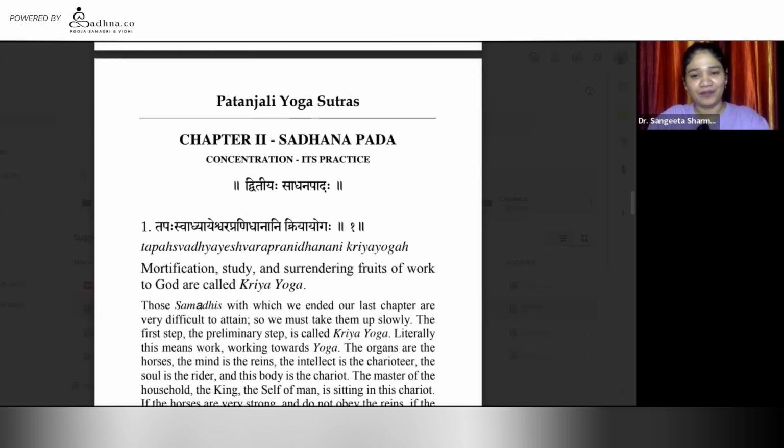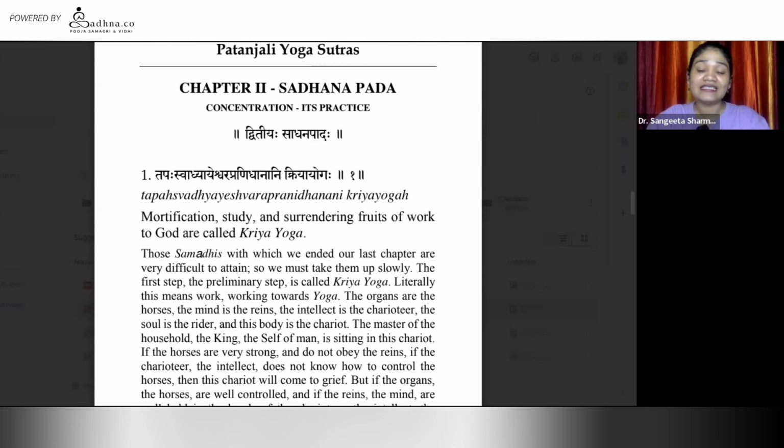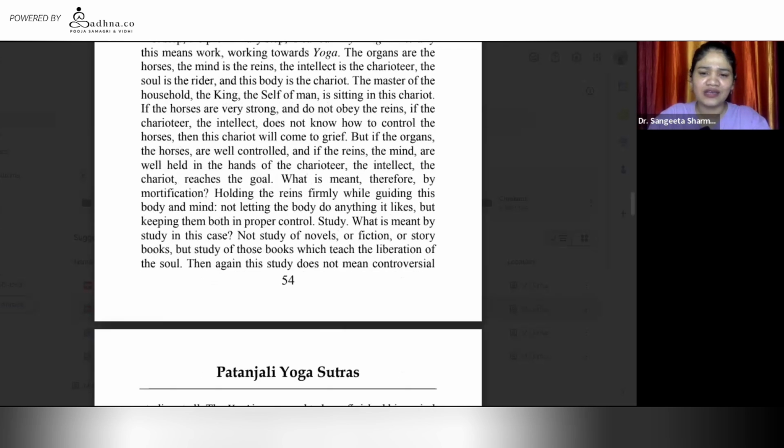So immediately in the second pada, he starts with sadhana, the tools. The first sutra, in which he's telling the first tool, is actually Kriya Yoga. He's talking about tapa, swadhyaya, ishvara pranidhanani, Kriya Yoga. These are the tools. If you are studying text related to samadhi or moksha, if you are doing tapa, if you're devoted to God, it will be called Kriya Yoga. But then what do we have to do with this Kriya Yoga?